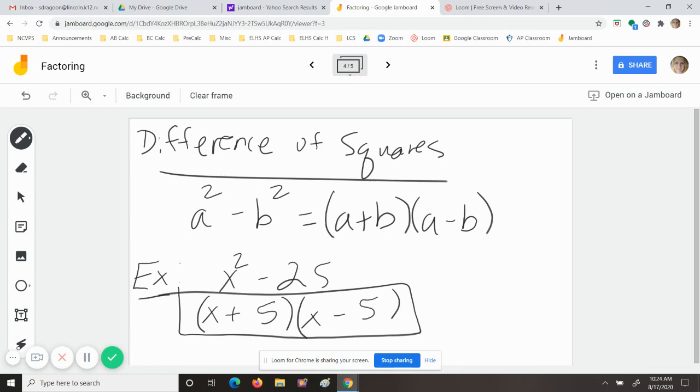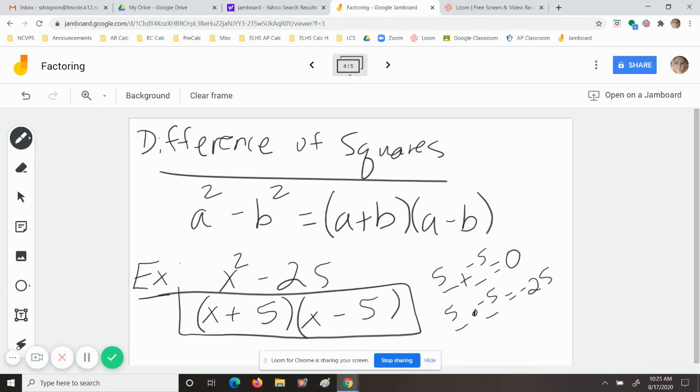Now, you can also solve this one using the method we just looked at before. Think about what we said. The b term is 0, so we would need two numbers that add together to equal 0, so they in effect cancel each other out. The same two numbers would have to multiply to equal negative 25. So what would work? 5 and negative 5.